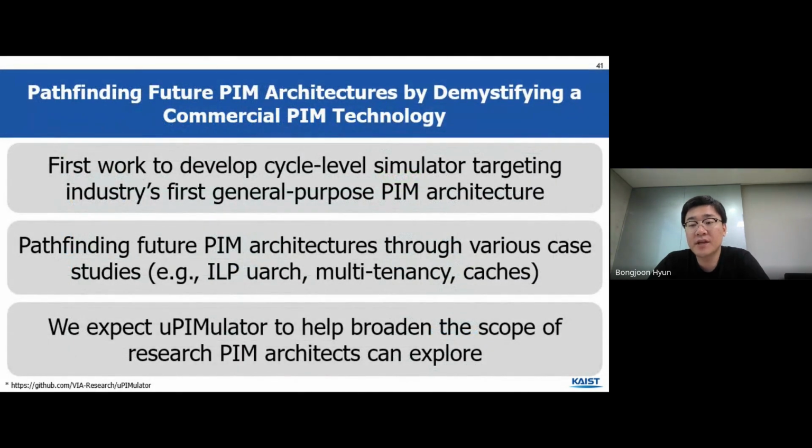So here are the three key takeaways from our work. In this paper, for the first time, we developed a cycle-level simulator targeting the industry's first general-purpose PIM architecture, conducting a detailed characterization of real PIM benchmarks. Using this simulator, we conducted several case studies that uncover interesting research directions for future PIM architectures, for instance, supporting ILP, enhancing microarchitectures, multi-tenancy, and on-demand caches.